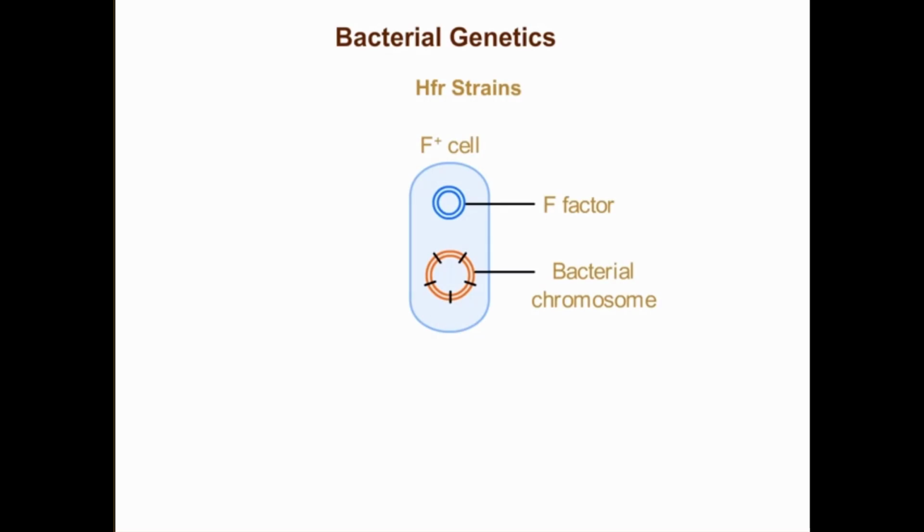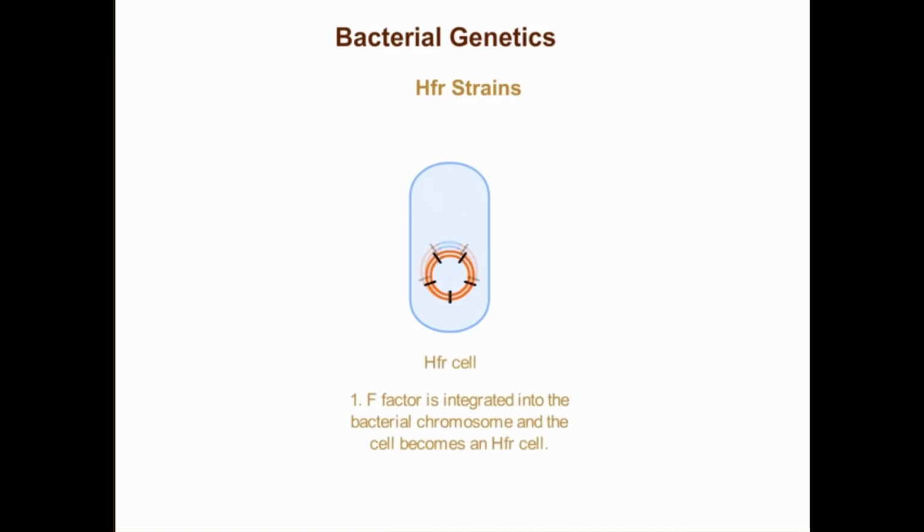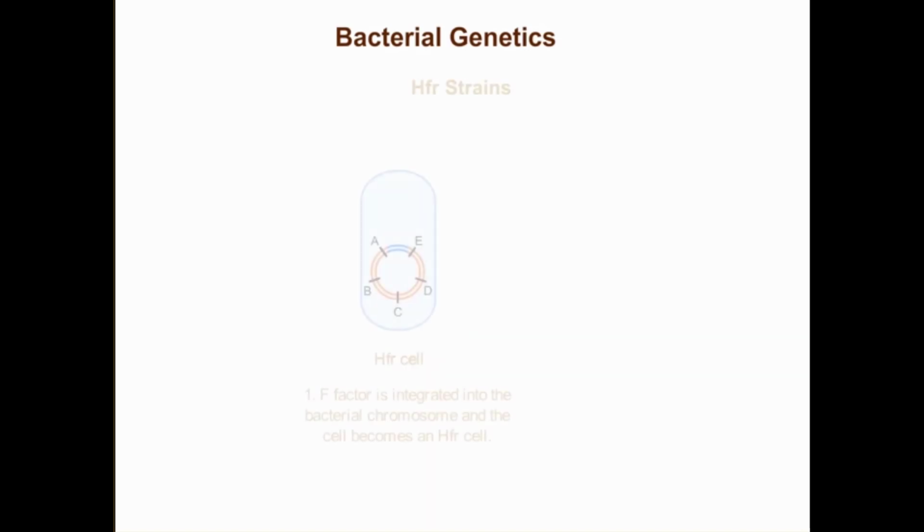HFR strains. Cavalli-Sforza and Hayes have described strains of bacteria that undergo recombination at a high rate in mutagenesis experiments. These strains are called HFR, high-frequency recombination. HFR strains result from integration of the F factor into the bacterial chromosome of an F+ strain.